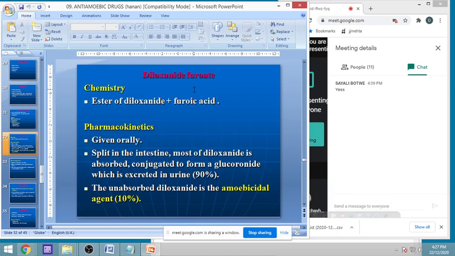First is diloxanide furoate. It is the ester of diloxanide and furoic acid. It can be given orally. It splits in the intestine, and most of the diloxanide is absorbed. It is conjugated to form a glucuronide complex and excreted in urine. The unabsorbed diloxanide, around 10%, is the amoebicidal agent.